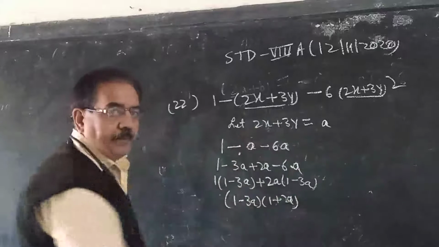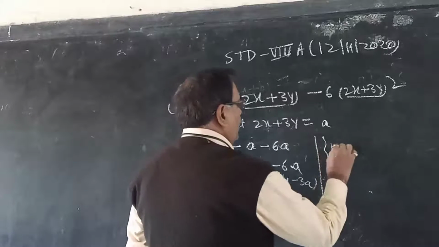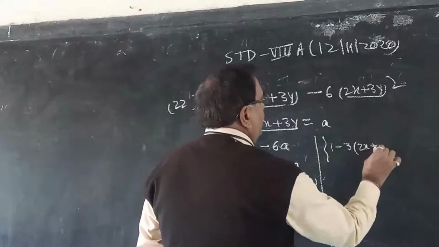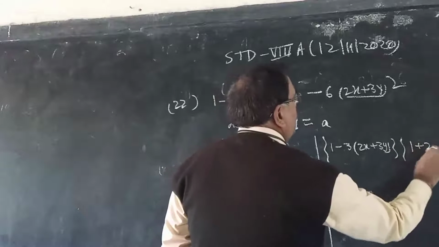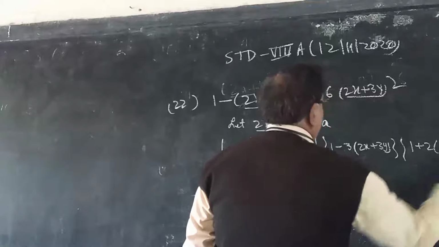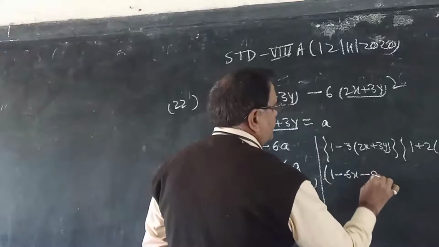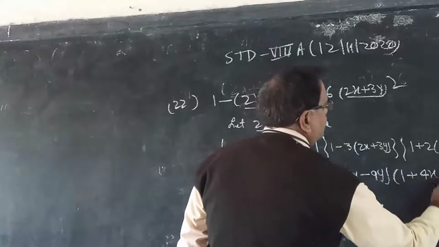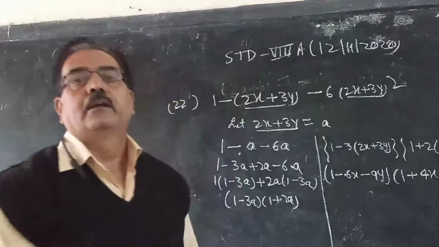Now we have to put the value of a, what we have supposed. So put the value of a, give the curly bracket: 1 minus 3a is 1 minus 3(2x plus 3y), and 1 plus 2a, a is 2x plus 3y. So this becomes (1 minus 6x minus 9y) and (1 plus 4x plus 6y). This is our answer. Right?